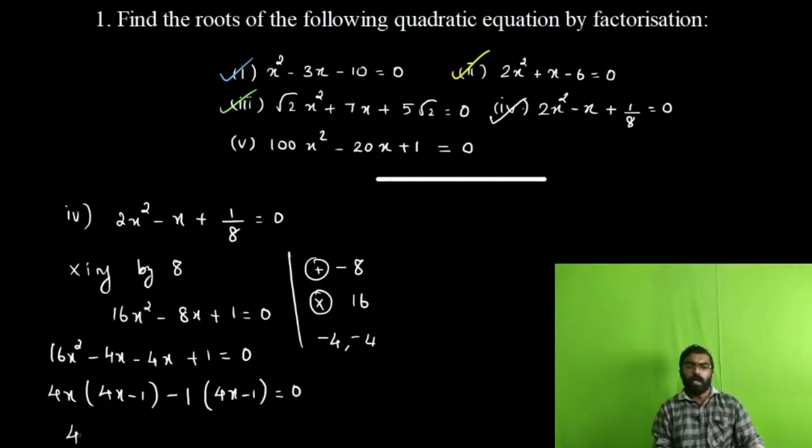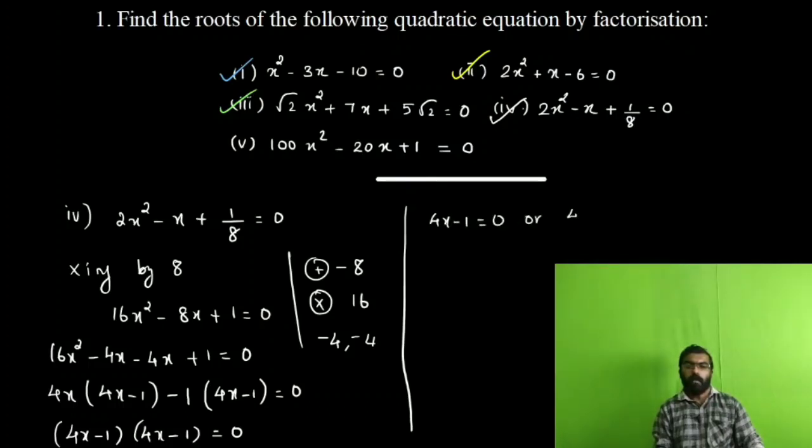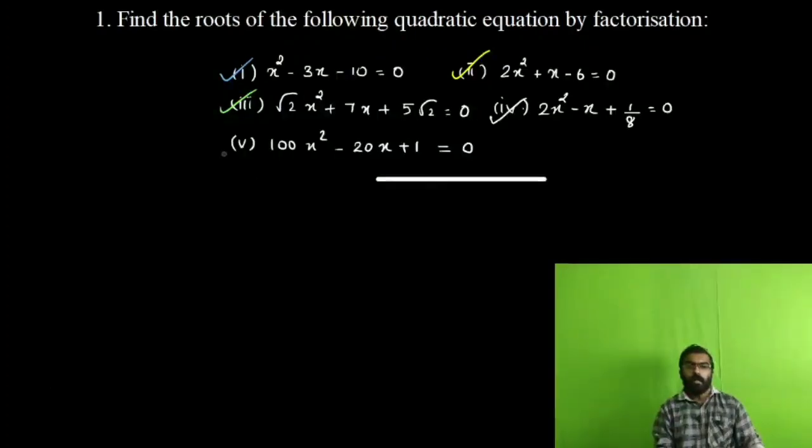And overall 4x minus 1 is common, so 4x minus 1 into 4x minus 1 is equal to 0. So we can write 4x minus 1 equal to 0, or again 4x minus 1 equal to 0. So 4x equal to 1. Here x equal to 1 by 4. So we get two equal roots, x equal to 1 by 4 and again x equal to 1 by 4. Okay. Now we move on to the last sub question.